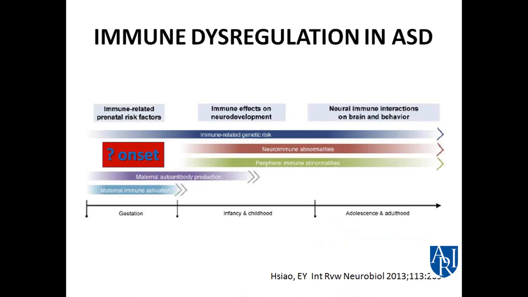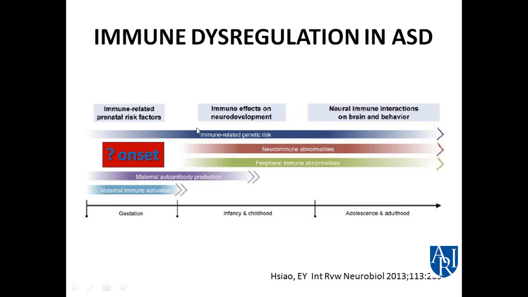This is from a nice article by Elaine Hsiao from Caltech last year, in which she outlines many of the things we've talked about, the maternal antibodies and effects during gestation, and I would suggest that maternal antibodies persist. We measured them in mothers as long as 18 years after birth of their child. So we know that they're long-lived antibodies, and what stimulates their ongoing production is not at all clear.